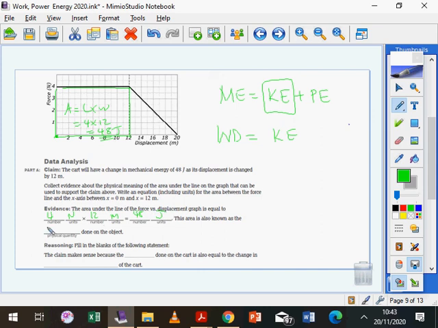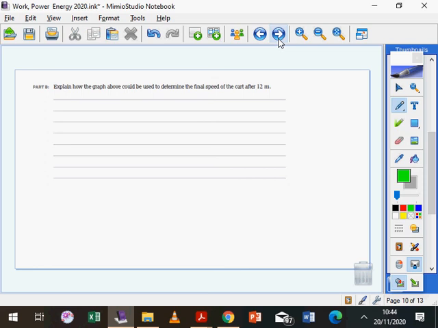Fill in the blanks. The claim makes sense because the work done on the object is equal to the change in the mechanical energy, or in the kinetic energy, of the cart, right? Explain how the graph above could be used to determine the final speed of the cart after 12 meters.